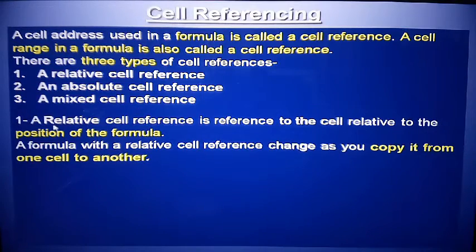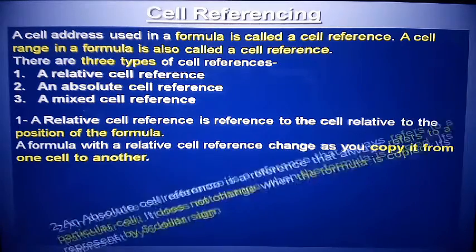First of all, a relative cell reference is a reference to a cell relative to the position of the formula. A formula with a relative cell reference changes as usual when copied from one cell to another cell. So you can say it is a simple formula, and we can do simple calculation with the help of the formula.